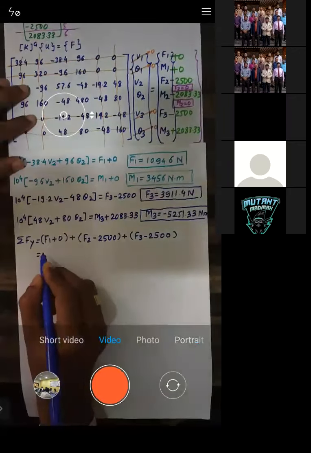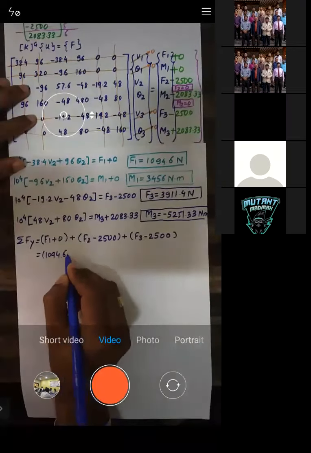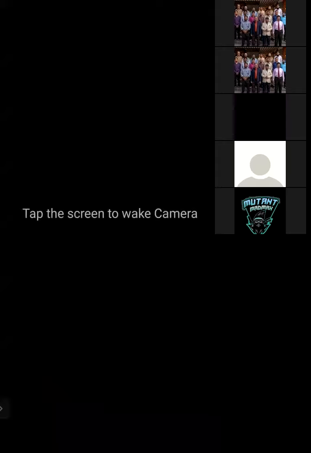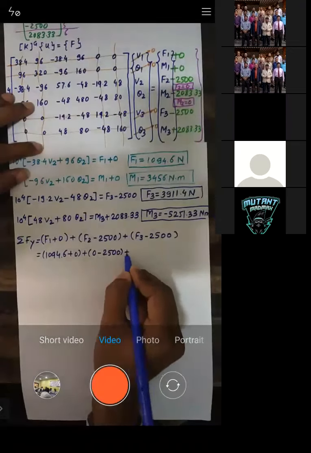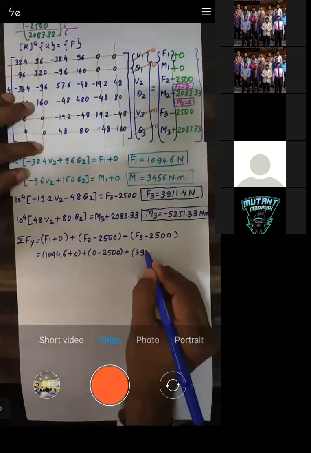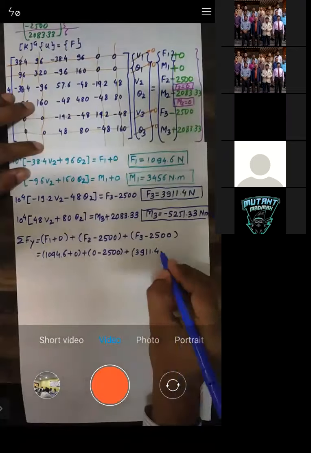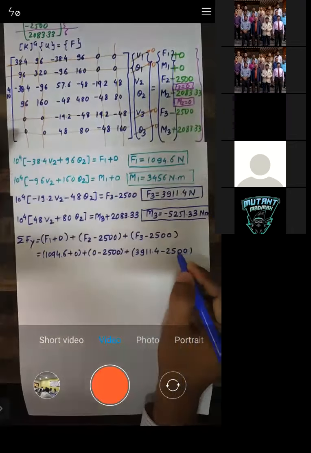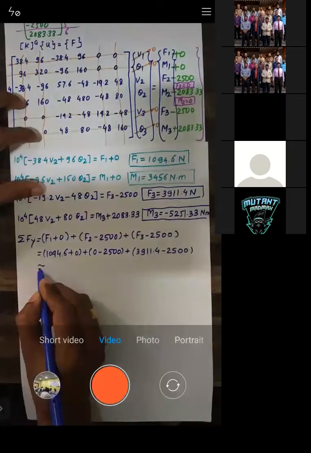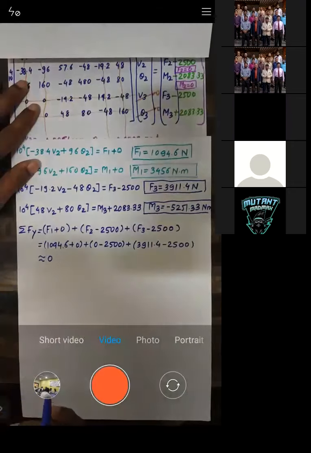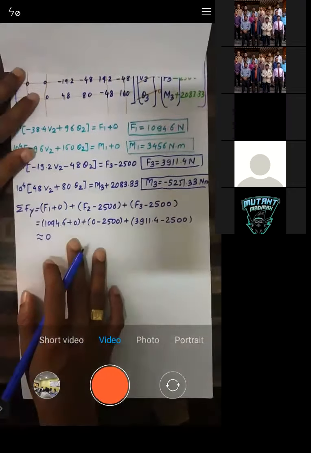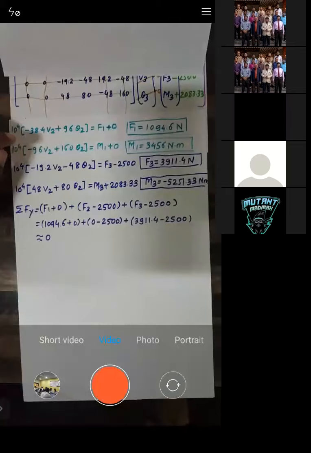So F1 is 1094.6 plus 0 plus F2. You can see F2 is 0. So this is 0 minus 2500 plus F3 we calculated, 3911.4, minus 2500. If you add this, the summation will be approximately equal to 0. It will not be exactly equal to 0, but approximately 0. So this is all about summation of the forces. Summation of the forces is tending to 0. That means whatever answers we got are correct.